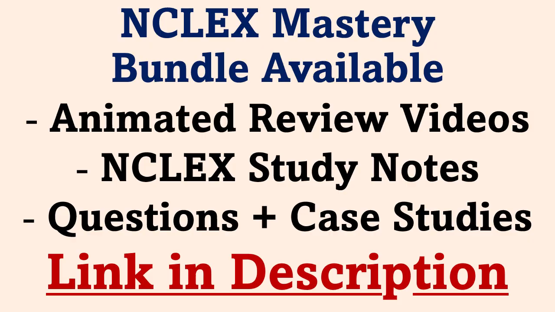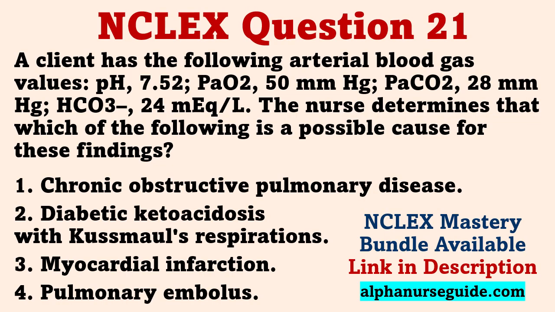Back to the questions. A client has the following arterial blood gas values: pH 7.52, PaO2 50, PaCO2 28, HCO3 24. The nurse determines that which of the following is a possible cause for these findings. 1. Chronic obstructive pulmonary disease. 2. Diabetic ketoacidosis with Kussmaul's respirations. 3. Myocardial infarction. 4. Pulmonary embolus.